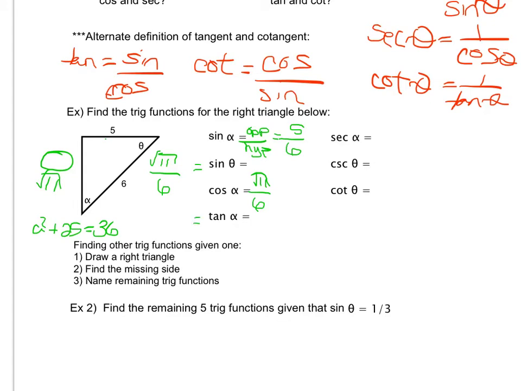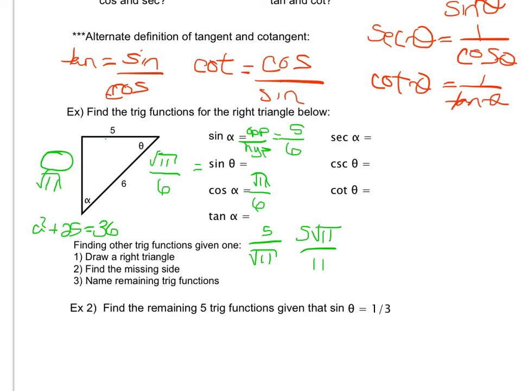Tangent of alpha is going to be opposite over adjacent. We've already talked about how the opposite side of alpha is 5. So I'll have 5 over the square root of 11, which I would then want to rewrite. Maybe I will put this one back on this side for room. So 5 over the square root of 11, and I would multiply top and bottom by the radical 11, giving me 5 radical 11 over 11.